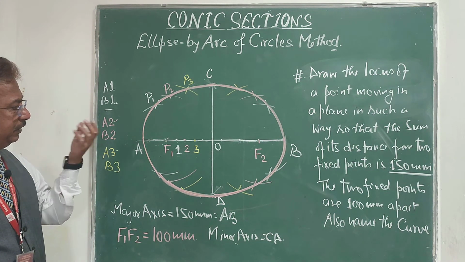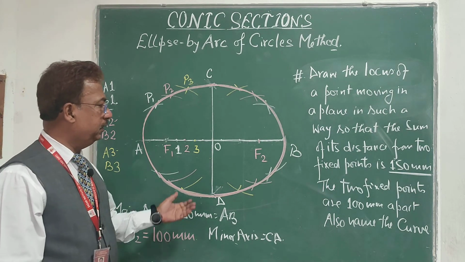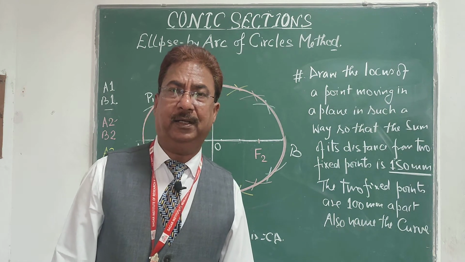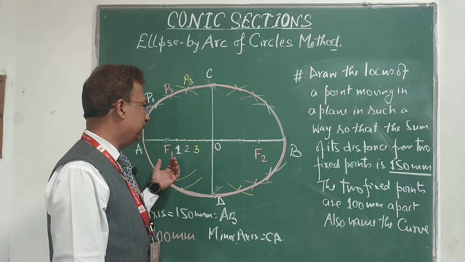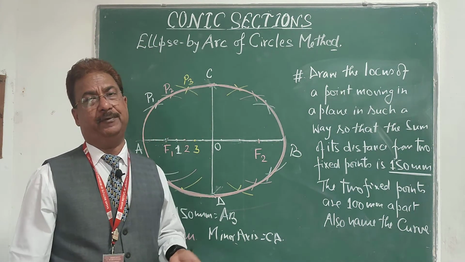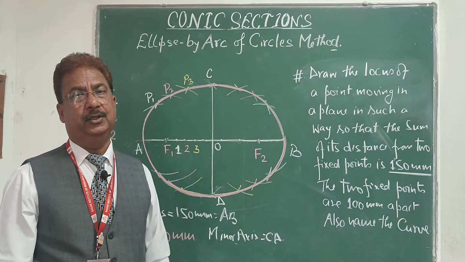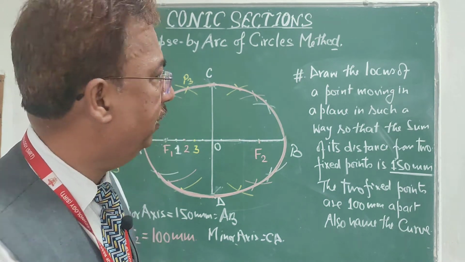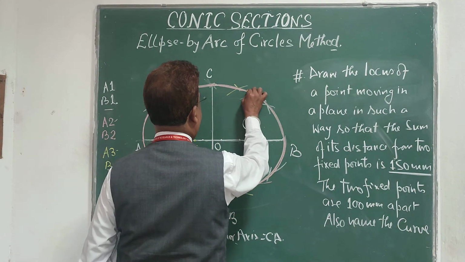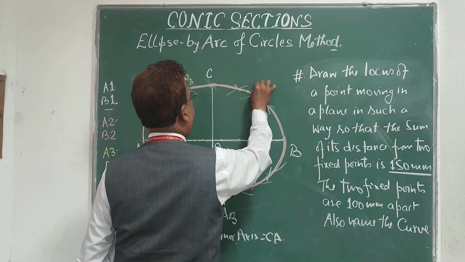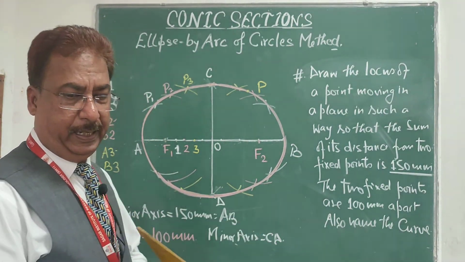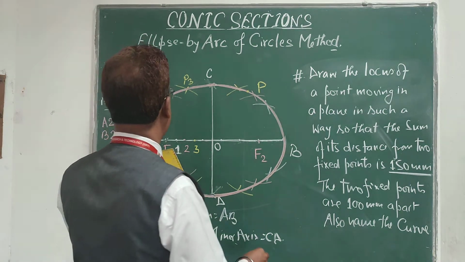Also you can easily draw a tangent and normal on this curve at any point, as I have already explained earlier. This time the simplest thing is that F1 and F2 are already given to me. So at any point at which you want to draw a tangent and normal, suppose I want to draw a tangent and normal at this point P, then join this point P with F1 and F2.